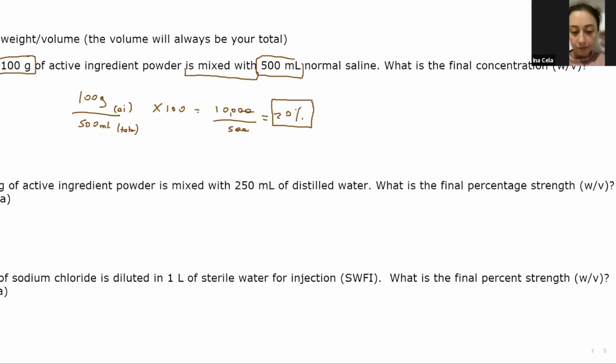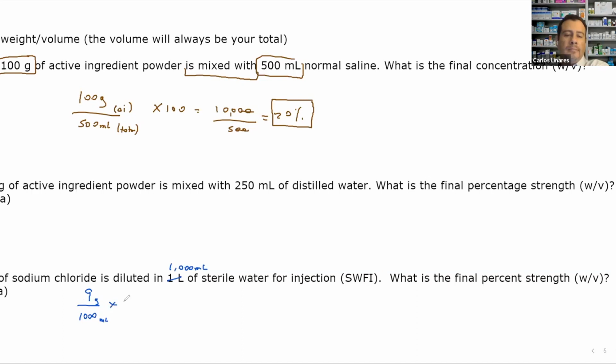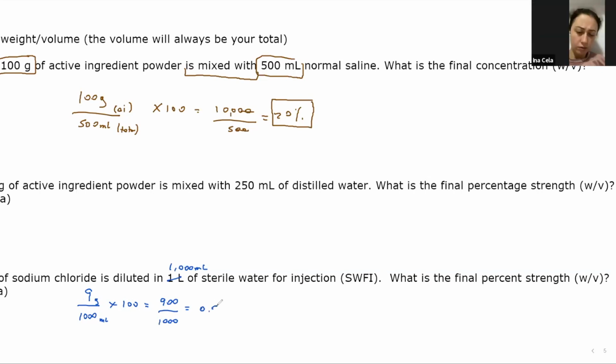So, Ina, 1 liter, we know it's 1000 milliliters. So 9 over 1000 milliliters, multiply 100. So it's going to be 900 over 1000, 0.9%.